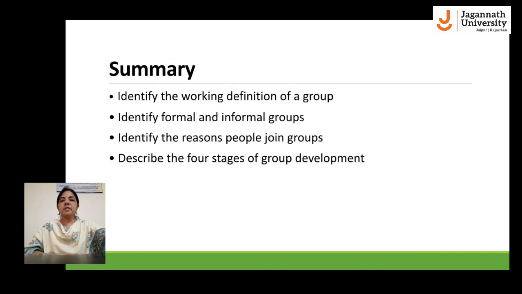If we summarize this session, we have discussed the working definition of a group, identification of formal and informal groups, identification of reasons people join groups, and the 4 stages of group development. The components and the factors affecting groups will be discussed in the next video.